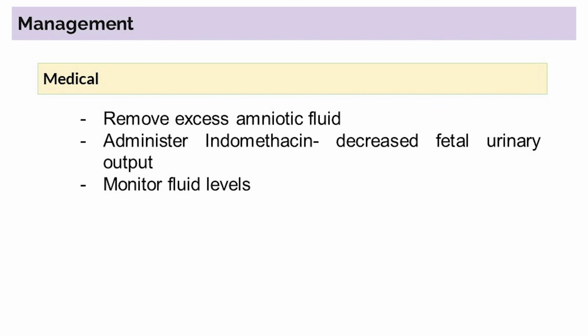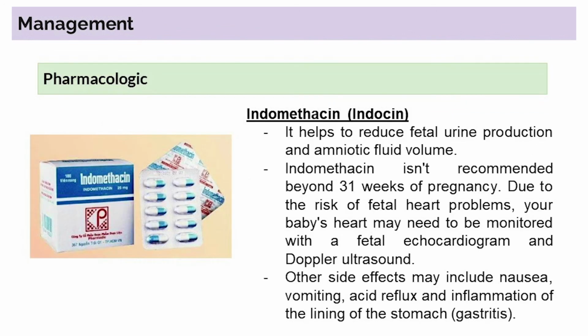Next, we need to administer indomethacin to decrease the fetal urinary output. And lastly, we need to monitor fluid levels of the pregnant woman. Pharmacologic management. So we need to use the indomethacin or indocin because it helps to reduce fetal urine production and amniotic fluid volume. And indomethacin isn't recommended beyond 31 weeks of pregnancy due to the risk of fetal heart problems.